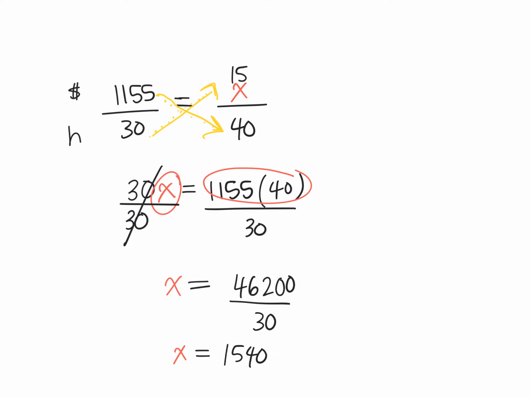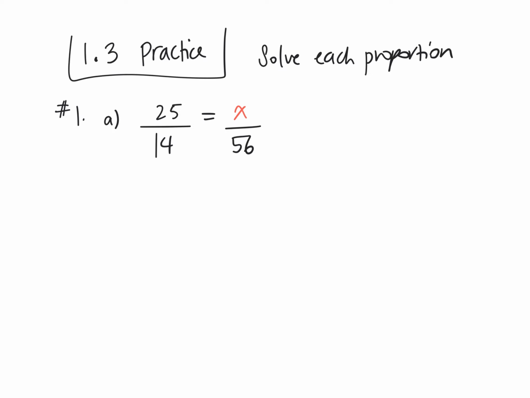1,540. So that means that if she works 40 hours, she gets 1,540. The exact same answer I got before, but who likes cross multiplication better? Okay, so let's try an example of what we just did.